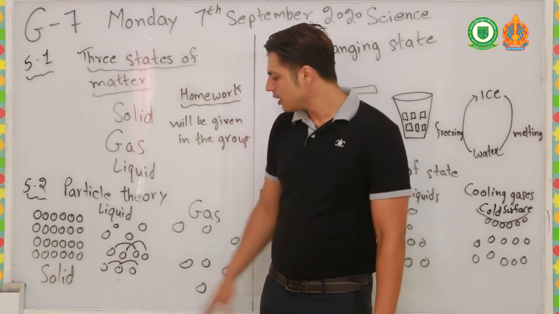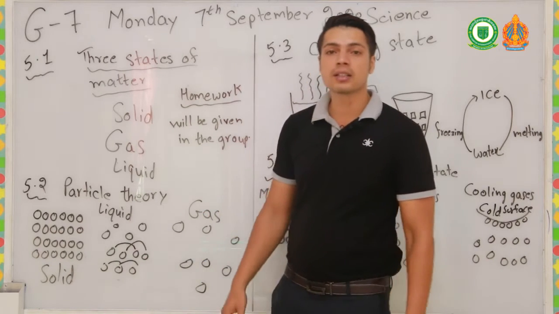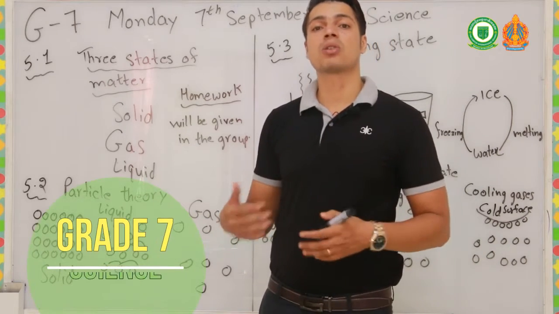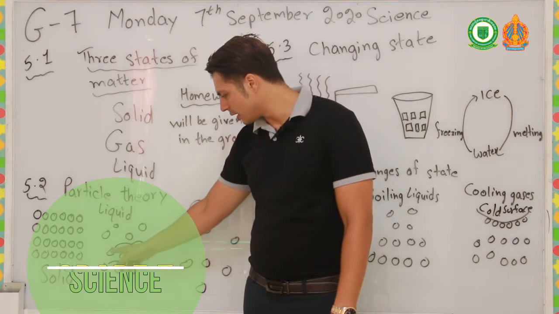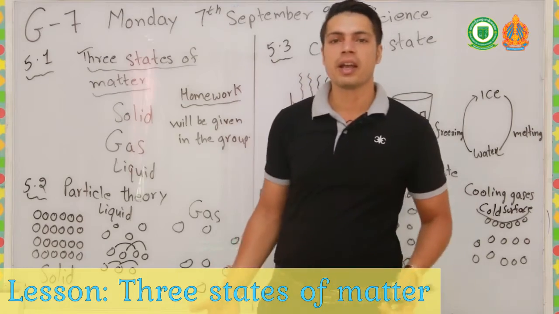But in a liquid, the particles are still together, but they don't have strong attractive forces, so they can slide past each other, like this. This one can go, this one can go. So that's why a liquid can take any shape.